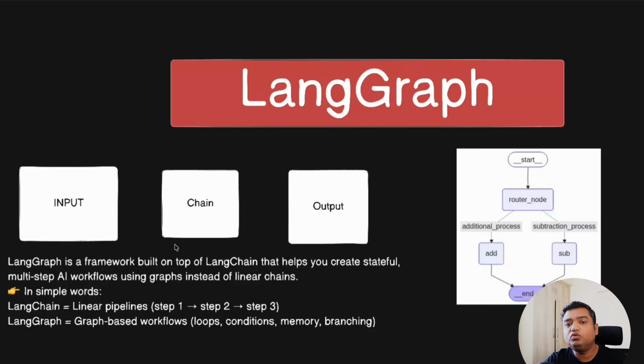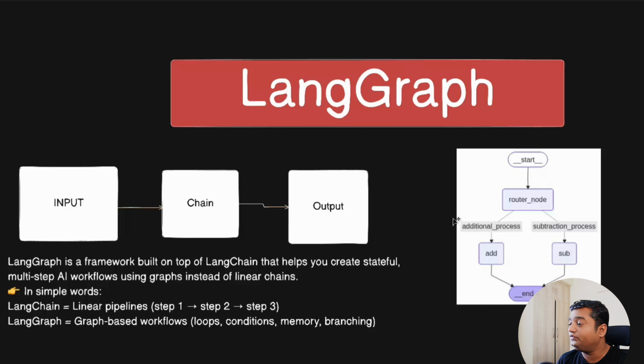So let's start now. What is LangGraph? LangGraph is a framework which is built on LangChain and which helps you create a stateful multi-step AI flow using a graph instead of a linear chain. What's the meaning of a linear chain? What you are seeing here, input, chain, output, is the way LangChain works. It is a linear chain. There is no decision making, no graph or workflow in this chain. It's one input to one output.